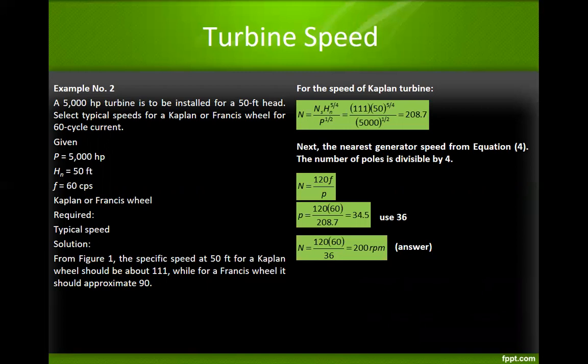The nearest number of poles divisible by 4 is 36. So N is equal to 120 times 60 over 36, which is equal to 200 RPM. The next one is 32. 32 is nearer, di ba? Between 32 and 36, 34.5 minus 32 is 2.5, and 36 minus 34.5, ilan? 1.5. So doon ka sa nearest.